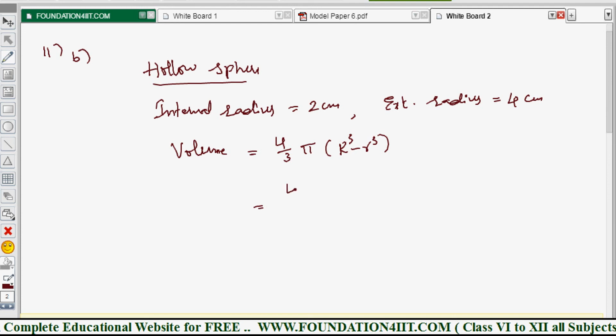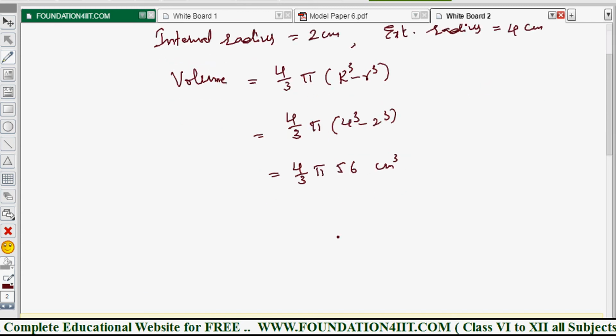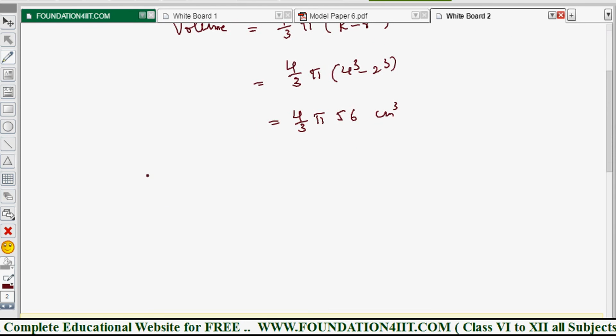So that is 4 by 3 pi, 4 cube minus 2 cube. 4 cube minus 2 cube is 56 cubic centimeters: 4 cube is 64, and subtracting 8 gives 56. This is about the hollow sphere. Now let us take the solid cone data. In the solid cone, the radius of the base is given.